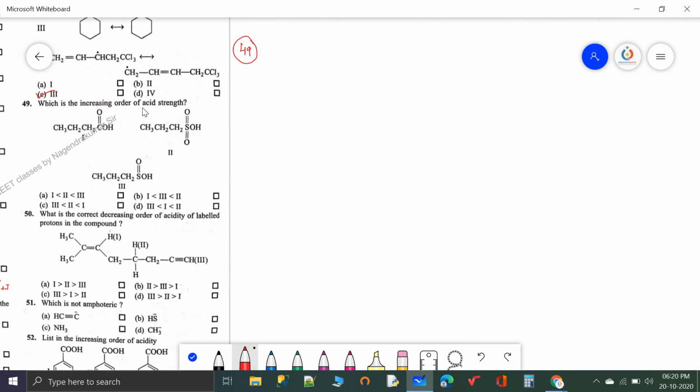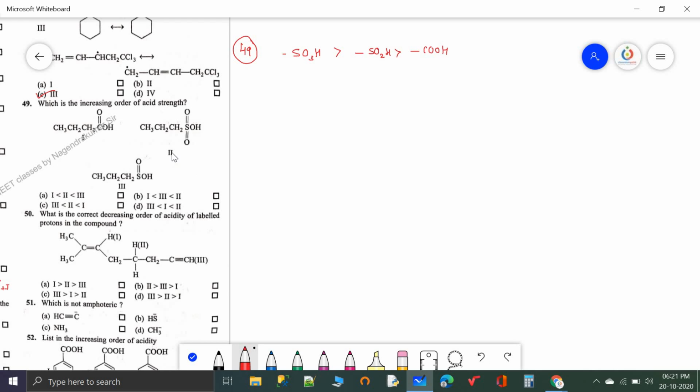Which is the increasing order of acid strength? Always the sulfonic part, SO3H, is a stronger acid than its respective sulfinic group, SO2H, which is stronger than the carboxylic acid. This is the order which we need to follow. This is the minus M order.